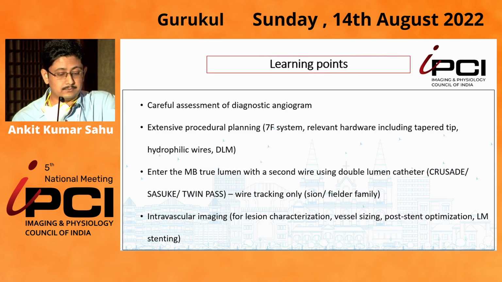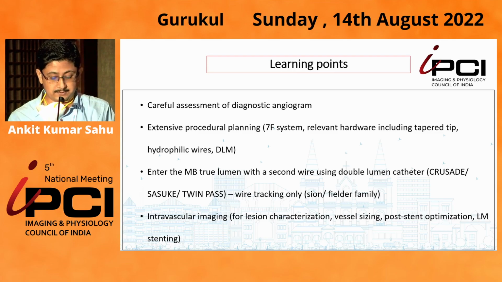So the take home points were the careful assessment of the angiogram involving the left main anatomy, with the procedural planning of having a 7 French system via radial using Glidesheath Slender sheaths and a 7 French guiding. In our case, since we had to cross a mid-LAD critical disease with a tortuous anatomy, we had to use taper tip hydrophilic wires with double lumen microcatheters to have the luminal access. And then the intravascular imaging, as in any case of left main, is a must for lesion characterization, vessel sizing, and post-stent optimization. Thank you.